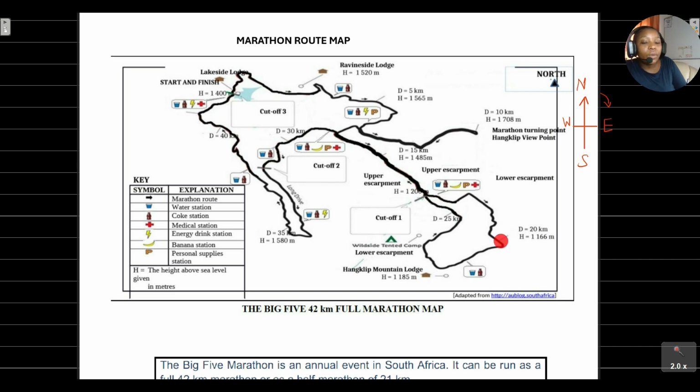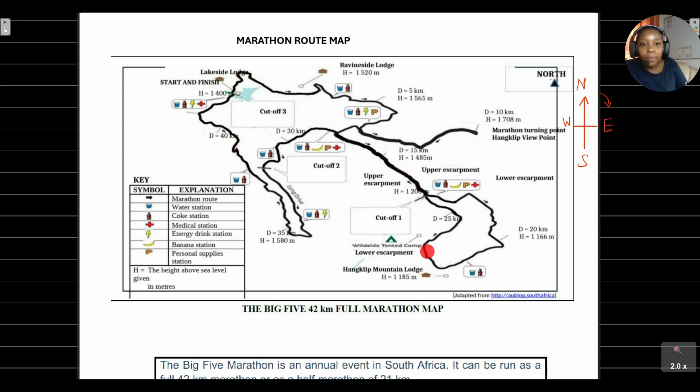At this point now, what are we seeing? At this point, the runners or the participants have basically run 20 kilometers. We are given that the height above sea level is 1,166. If you compare it with the height above sea level at the start, we can see that the slope is not steep anymore, but it's decreasing in slope. So it's a bit easier to run here because it's a decreasing slope.